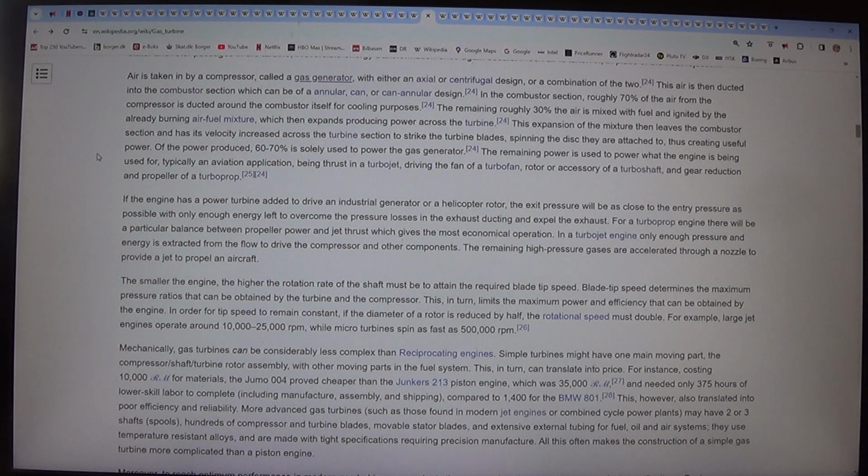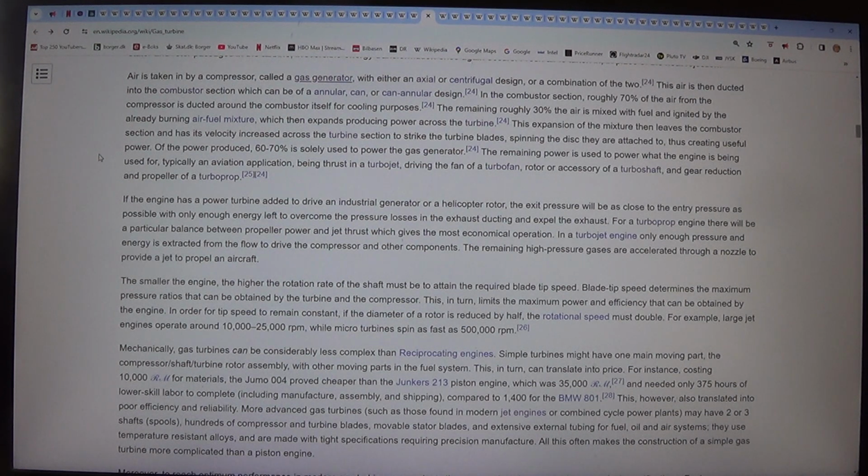propeller of a turboprop. If the engine has a power turbine added to drive an industrial generator or a helicopter rotor, the exit pressure will be as close to the entry pressure as possible, with only enough energy left to overcome the pressure losses in the exhaust ducting and expel the exhaust.